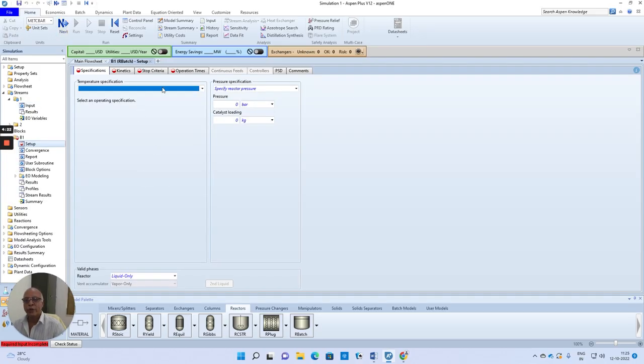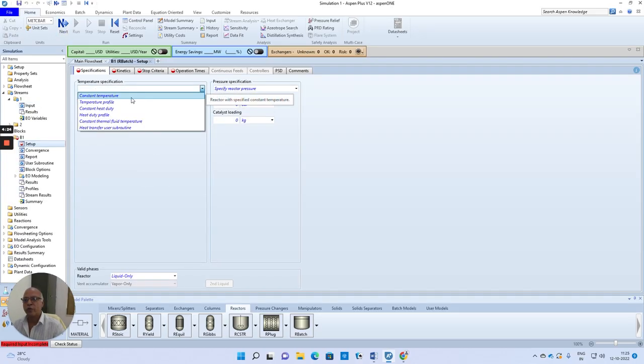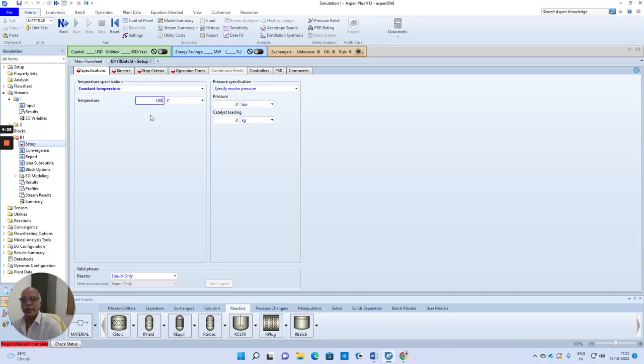Now this is with respect to the batch reactor. We have already specified that it is operating at a constant temperature of 100 degrees centigrade. And when we say pressure is equal to 0, we are assuming that there is no pressure drop across the reactor. And this reaction is undergoing in liquid phase. So let us go to the next.